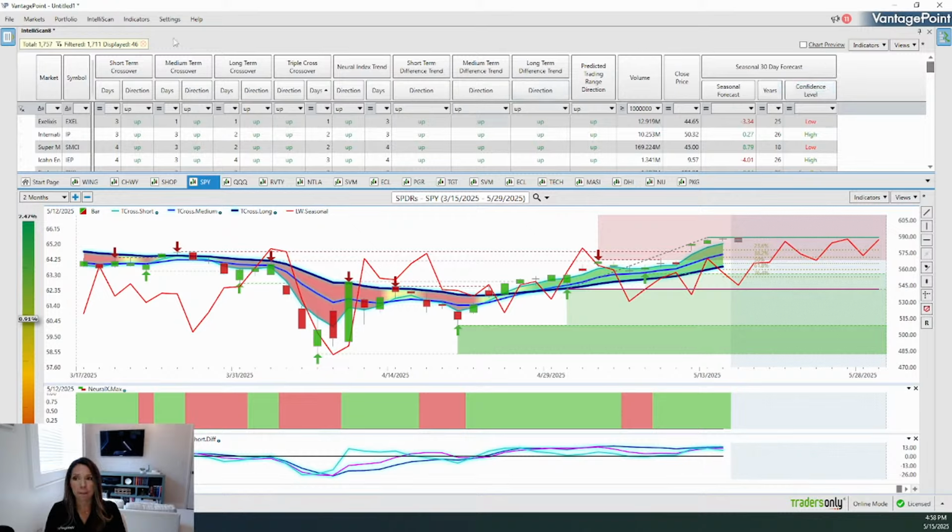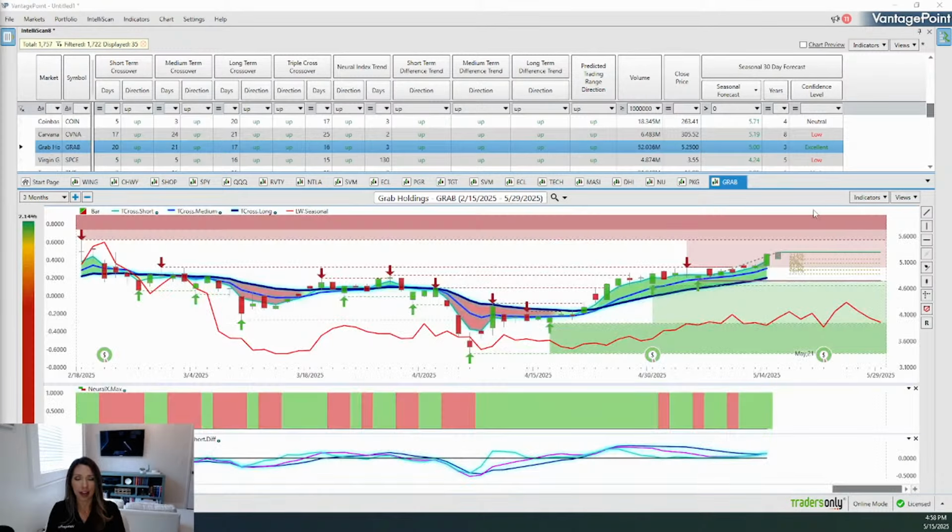Now, again, we have 46, so why not narrow things down slightly? Why not look at things that are expected to have a bullish or positive seasonal forecast here? So let's set this at greater than. We'll just put it at positive, that asset.